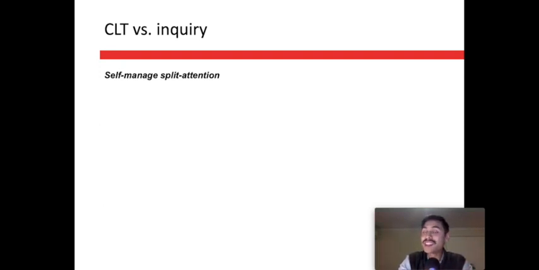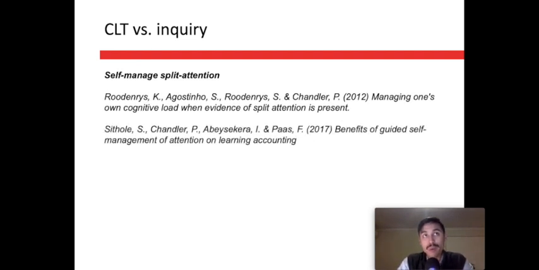So to me, this is the most exciting forefront of cognitive load theory research, the way that we can actually help students to learn how to manage their own cognitive load. And if you'd like to explore that a little further, there's a couple of references there.